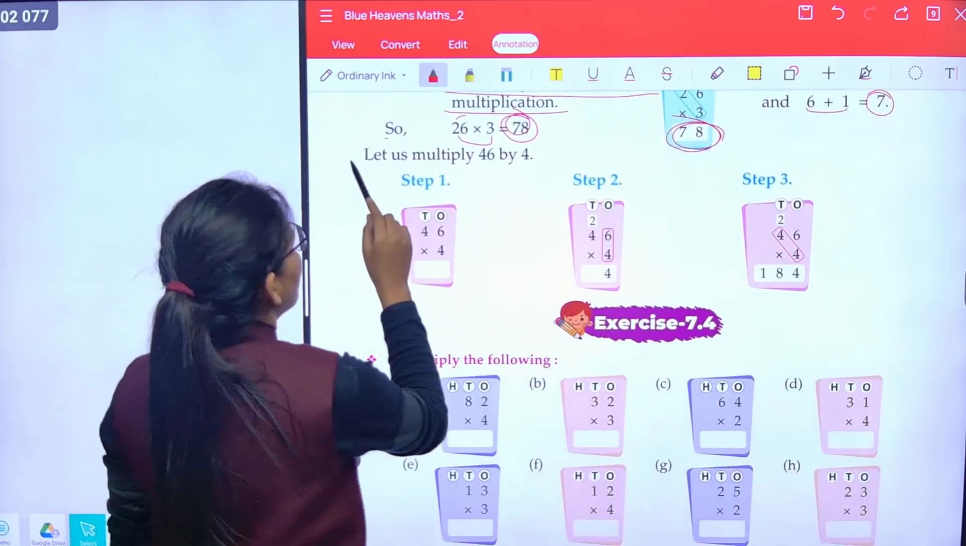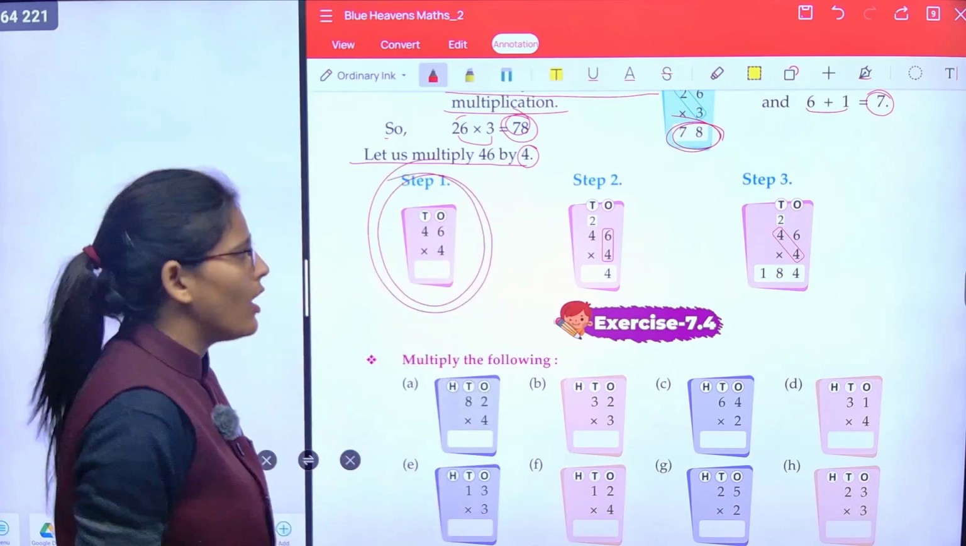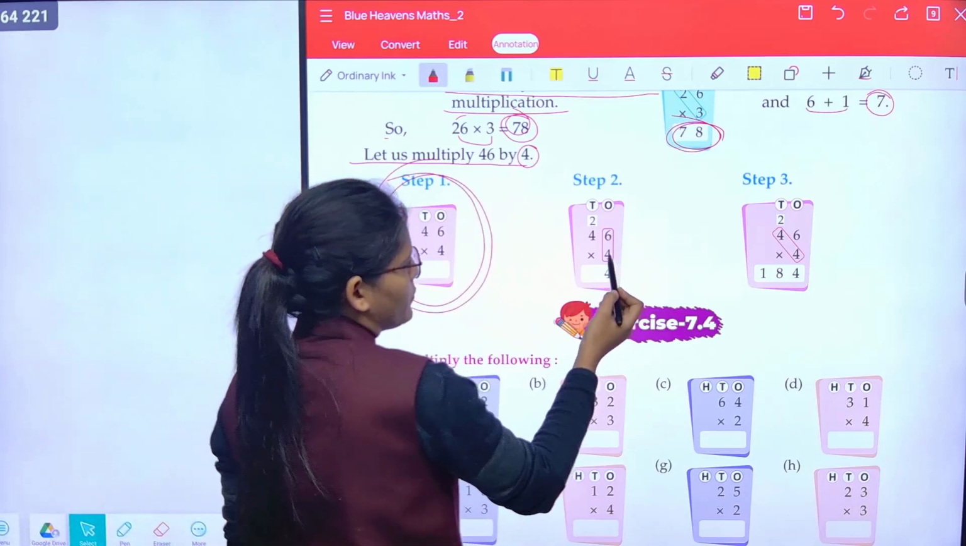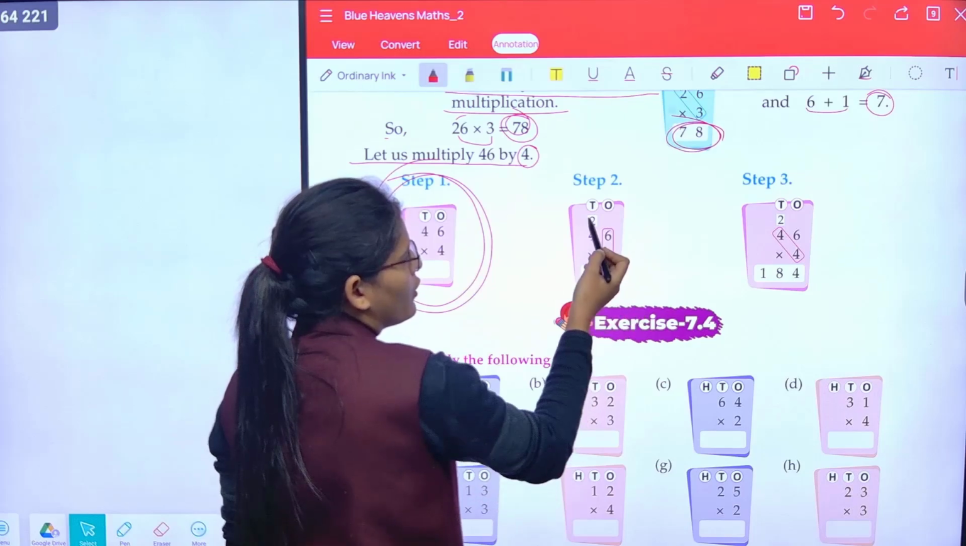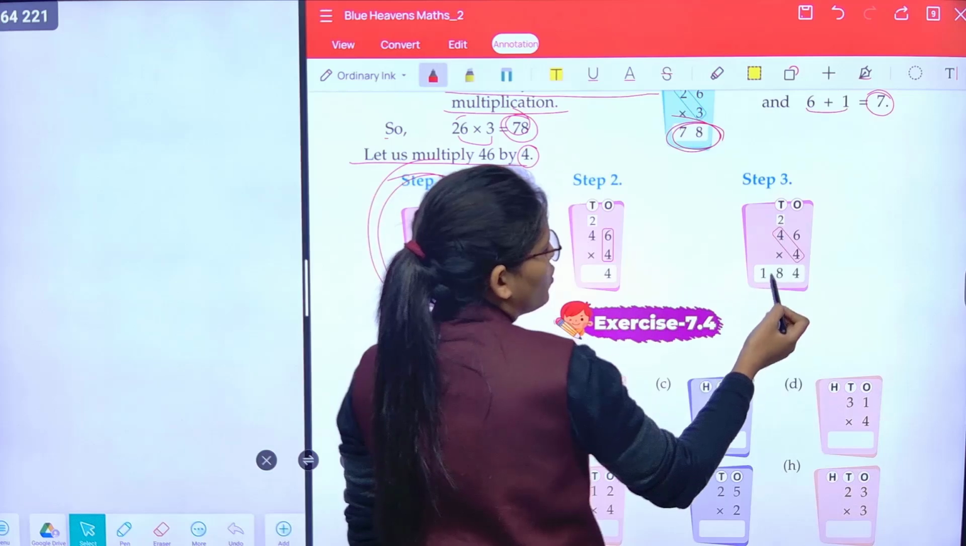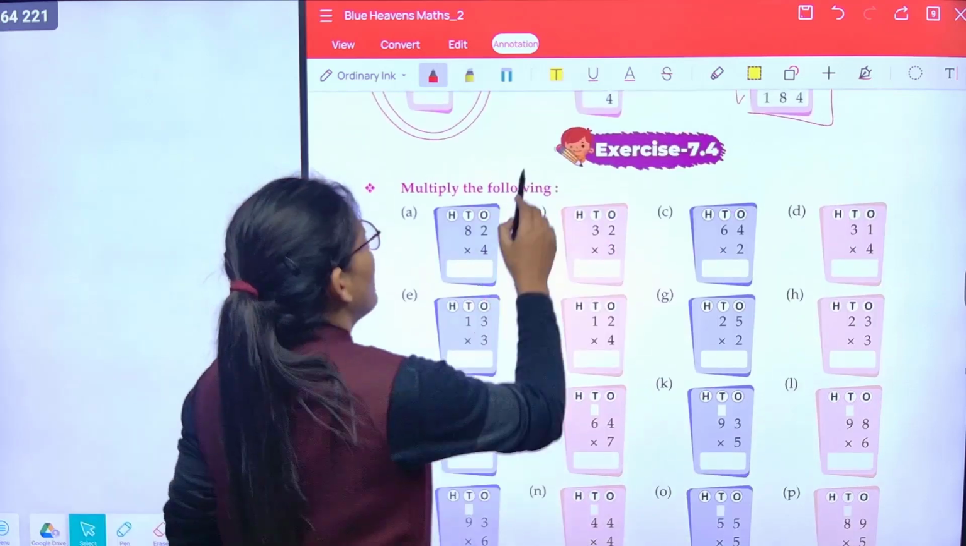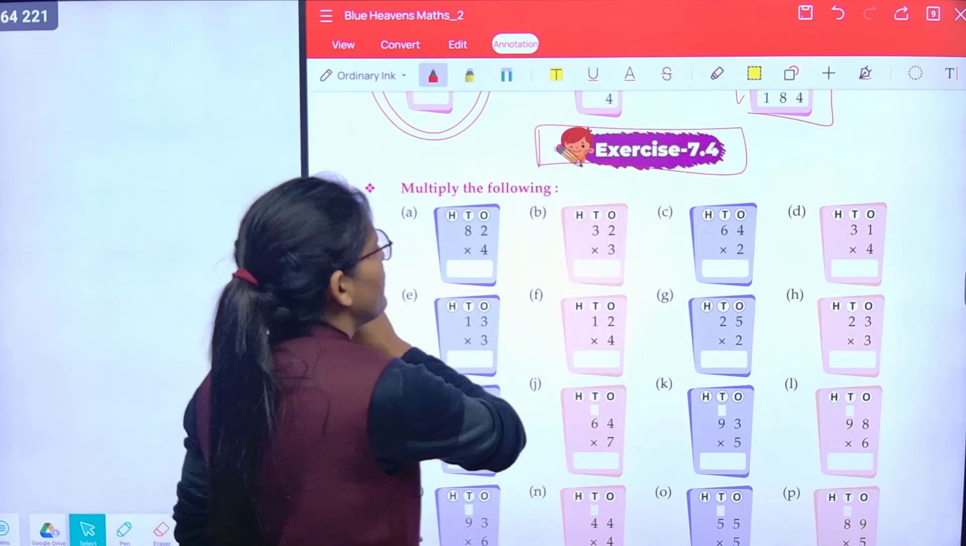Now let us multiply 46 by 4. Step 1. Arrange the numbers in columns. Now 6 4s are 24, 4 ones and 2 carry. Now 4 4s are 16 plus 2 is 18. The answer is 184.